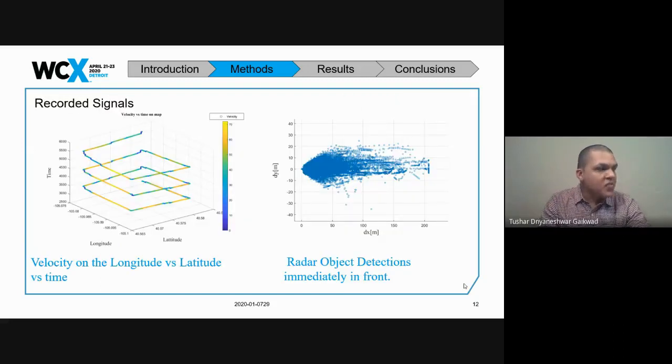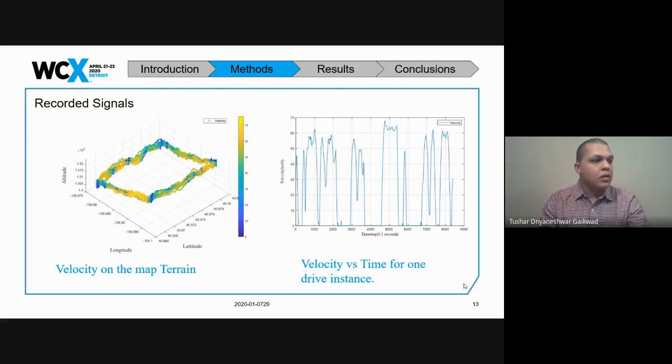These are the plots for some of the recorded signals. The first plot consists of velocity on the map at different time steps. The second plot consists of the object detection by radar along the drive cycle. Here, in the first plot, the velocity on the map terrain is shown. In the second plot, the velocity for a single drive instance with respect to time step is shown. Note that the time step we have used is 0.1 seconds.